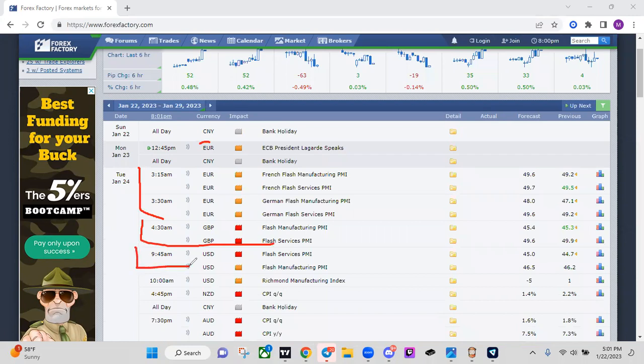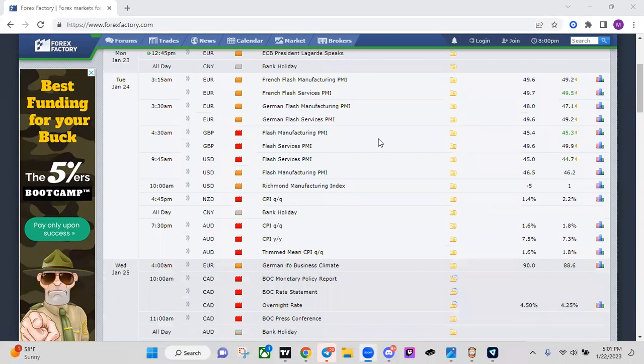At 9:45 in the morning, we have red folder USD news. Tomorrow, NZD news in the afternoon. Just going over the whole week real quick. We always revisit it every day, but just getting an overall overview of what's going to be volatile this week.